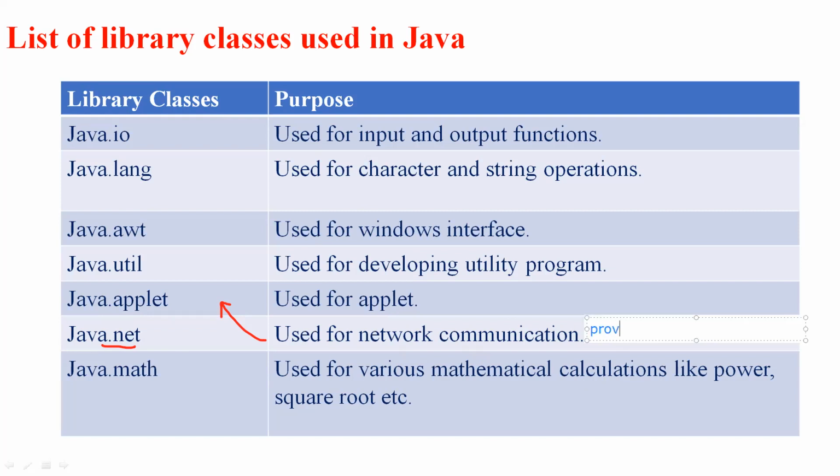It provides classes which are very much essential to create an applet. So by using java.net, it will provide the classes essential to create an applet, and the applet uses them to communicate with its applet contents. It provides for any number of communications.